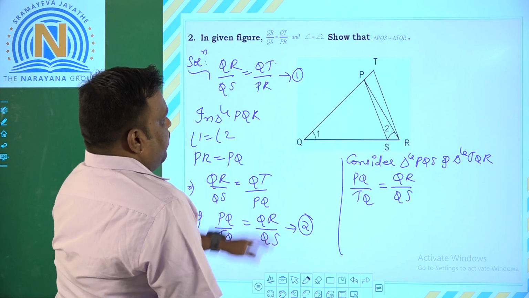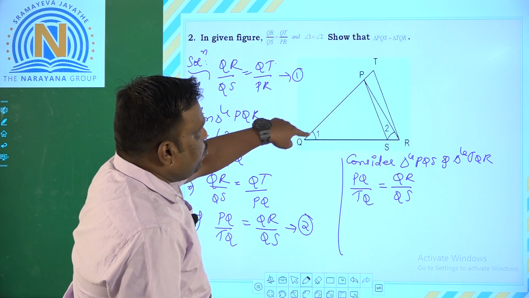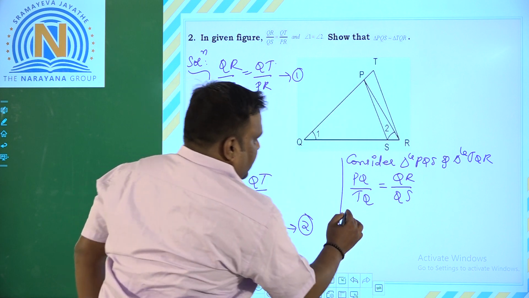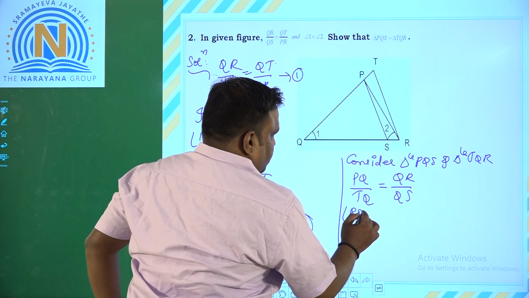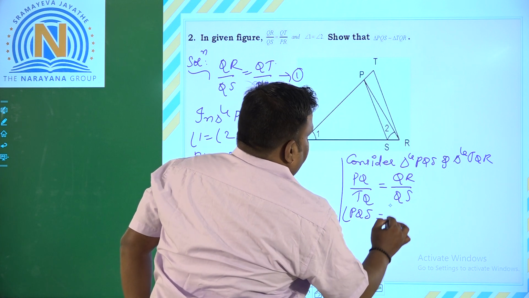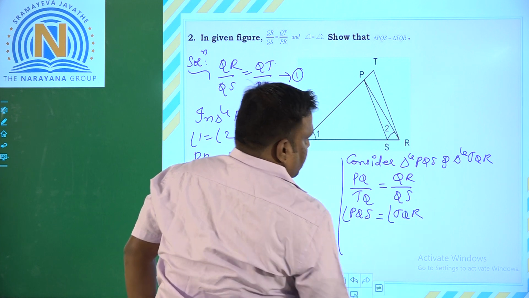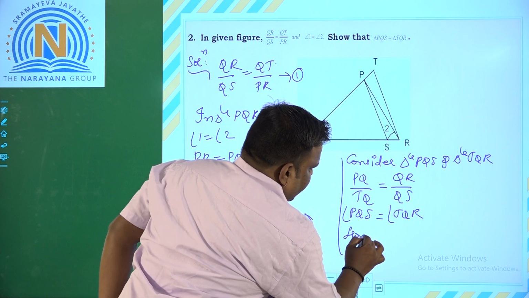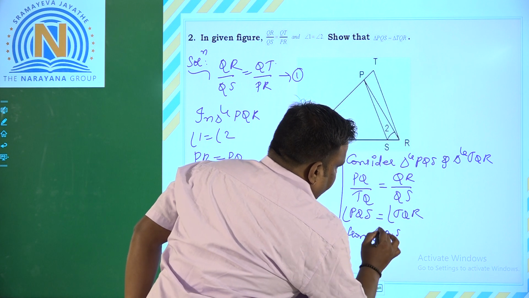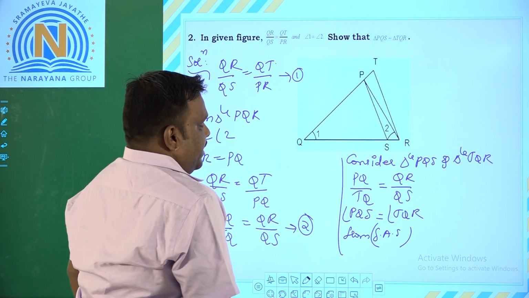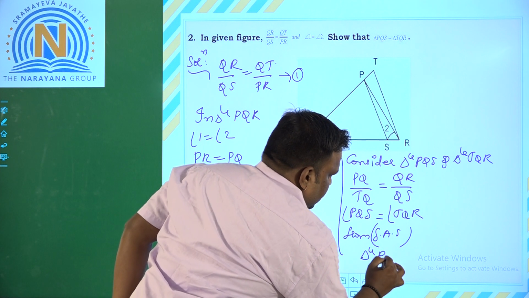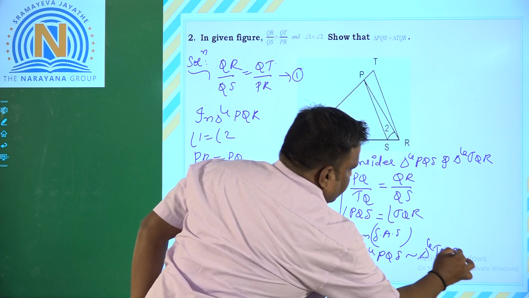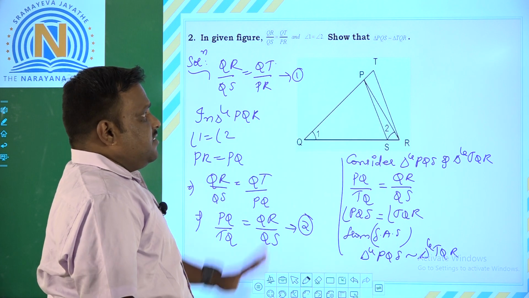And also, if you observe properly, this angle Q is common for triangle PQS and triangle TQR. That means angle PQS is equal to angle TQR, right? This is common. So from the SAS similarity criteria, what can you write? Triangle PQS is similar to triangle TQR. This is what you have to prove. This completes the second question part.